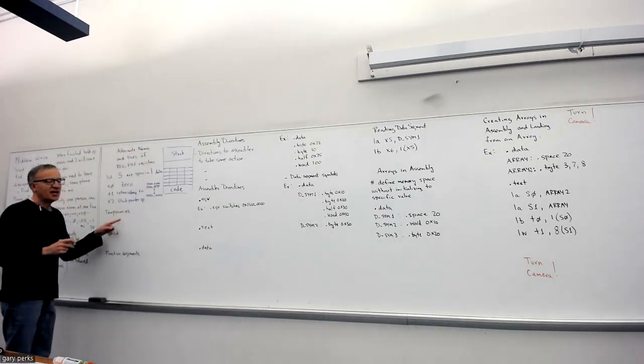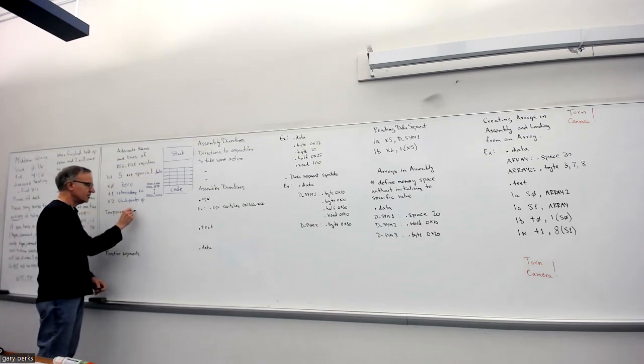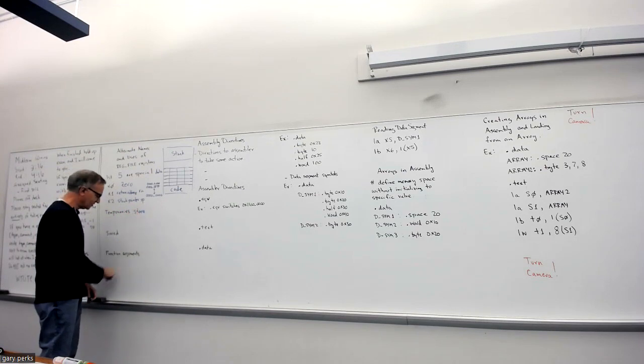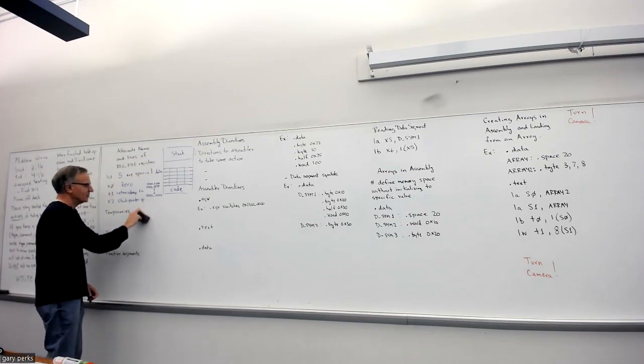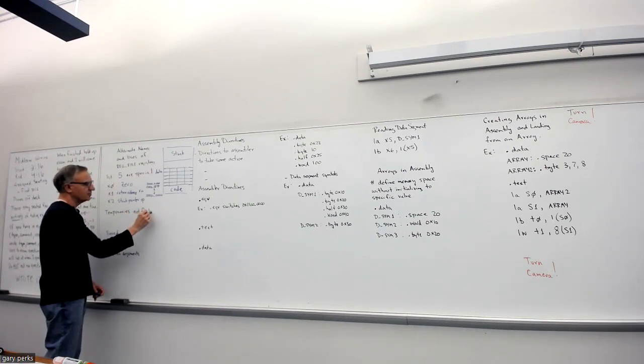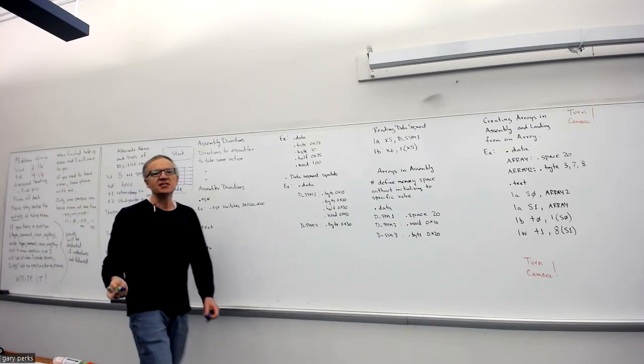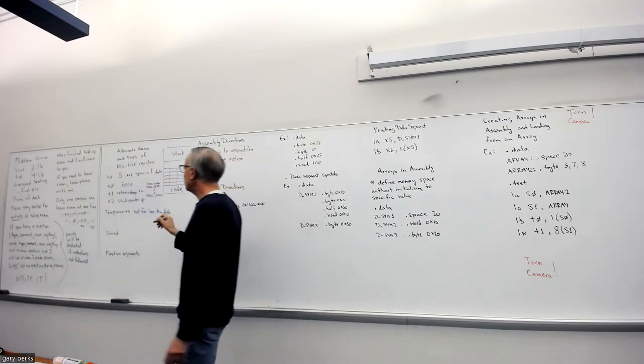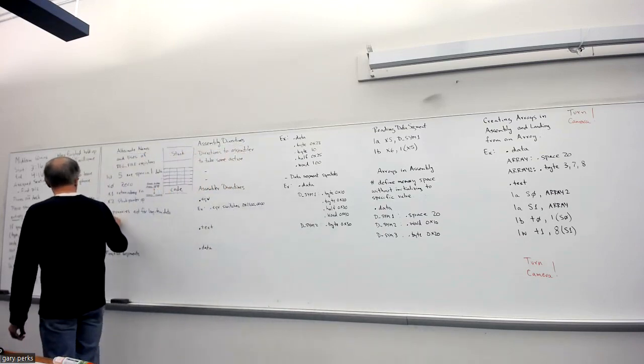And as the name implies, temporary registers are not for long-term data. Right? The name implies that. Temporary. So things that we consider temporary are things like a loop counter.